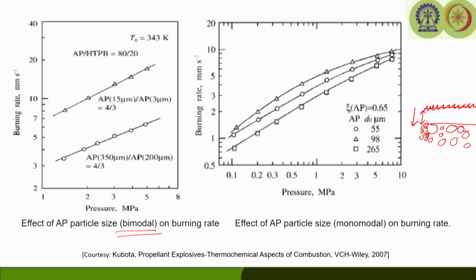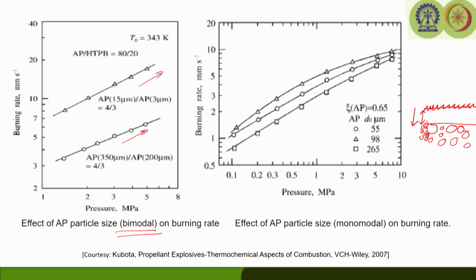So, if you see here for the bimodal case, the particle size is decreasing from a combination of 350 and 200 micrometer. It is like a 4:1 ratio that has been used. Here you see it is a 15 micron and 3 micron combination. Here also a 4:3 ratio mixture has been prepared for the crystals. For the pressure effect, we can see that it is increasing.